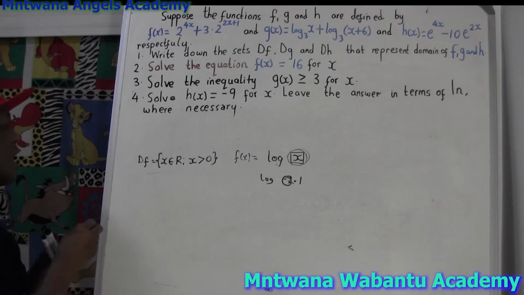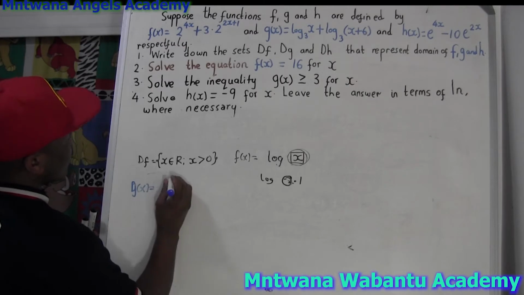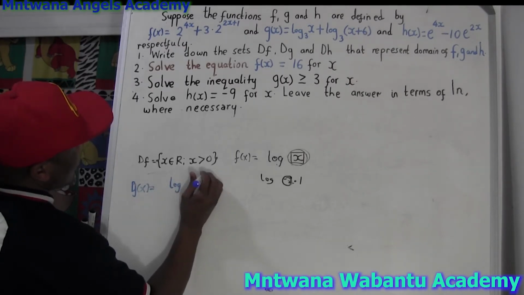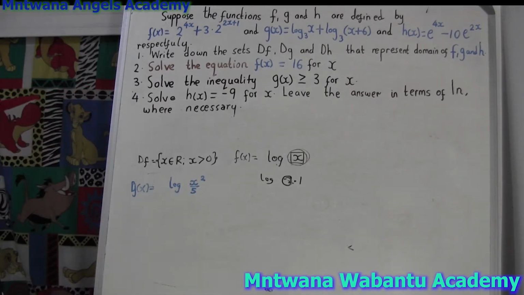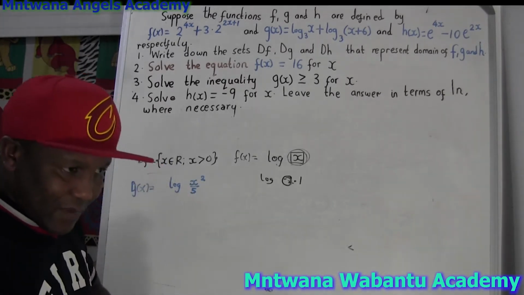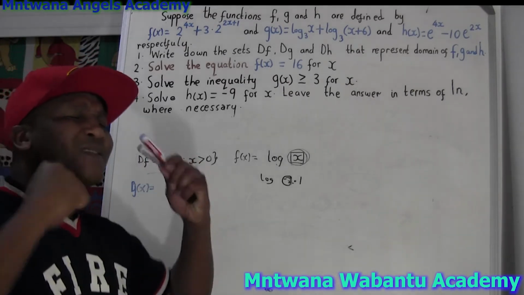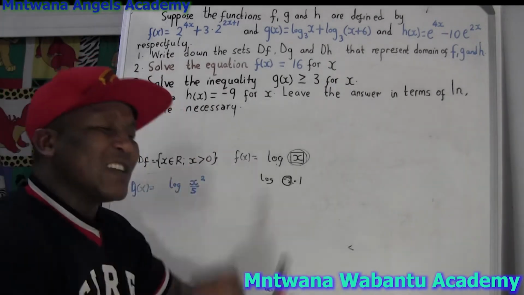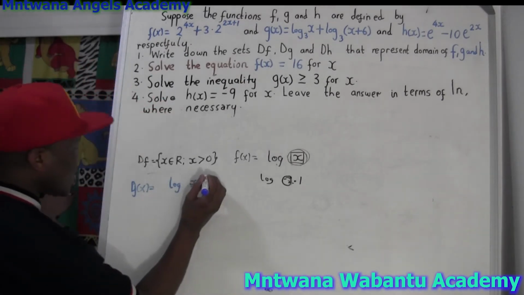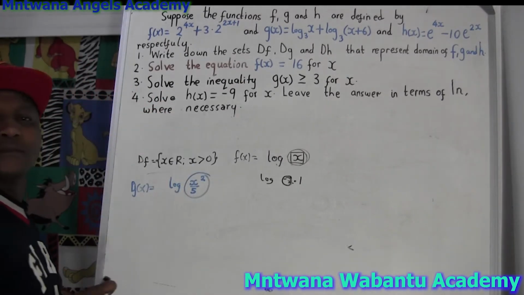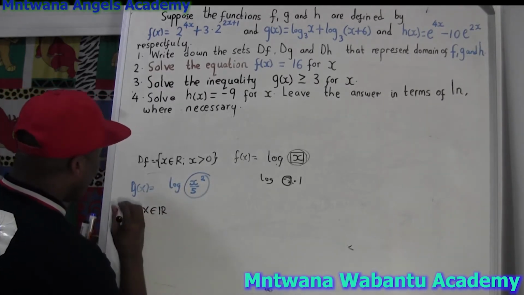Sometimes they give you something like this. For example, let's say g of x equals log of x squared over 5. I'm going to do the same thing. Since this is a logarithm function, you can even close your eyes. In a logarithm function, anything in front of the log must be greater than 0. I don't have to look at what is in there. So x are elements of the real numbers. This is the domain of g.